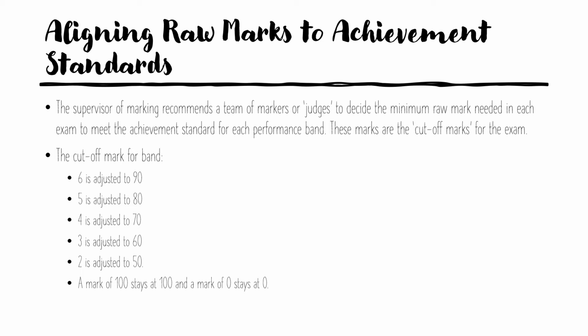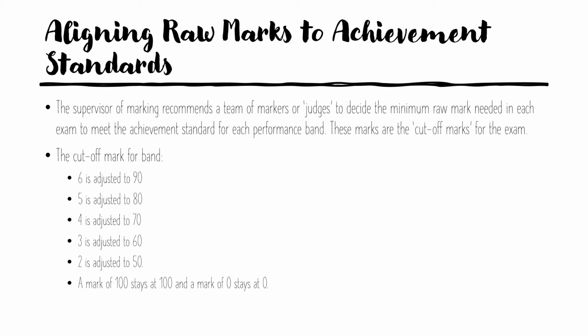There's a supervisor of marking for each course, who will recommend a team of markers to decide the minimum raw mark needed in each exam to meet the achievement standard for each performance band. And these marks are the cutoff marks for the HSC exam. So the cutoff mark for Band 6 is adjusted to 90. In a hypothetical course, let's say that the markers decided that the minimum raw mark a student had to get for a Band 6 was 82.